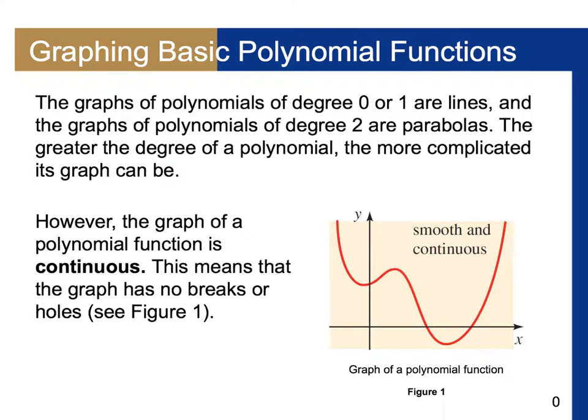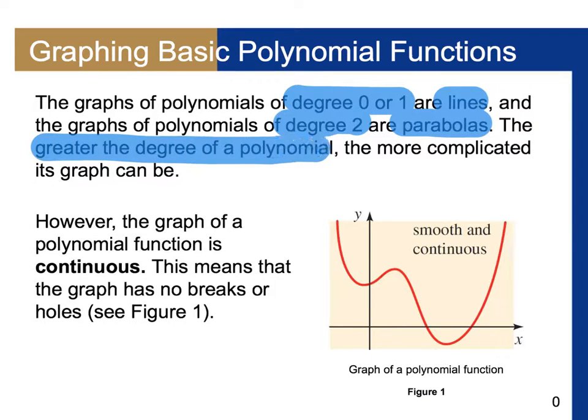Okay, so let's talk about graphing them. The graphs of polynomials of degree 0 or 1 are just lines, as we said. Polynomials of degree 2 are parabolas, they're quadratics, right? The greater the degree of the polynomial, the more complicated its graph can be. In other words, we get more curves, like roller coaster type curves.